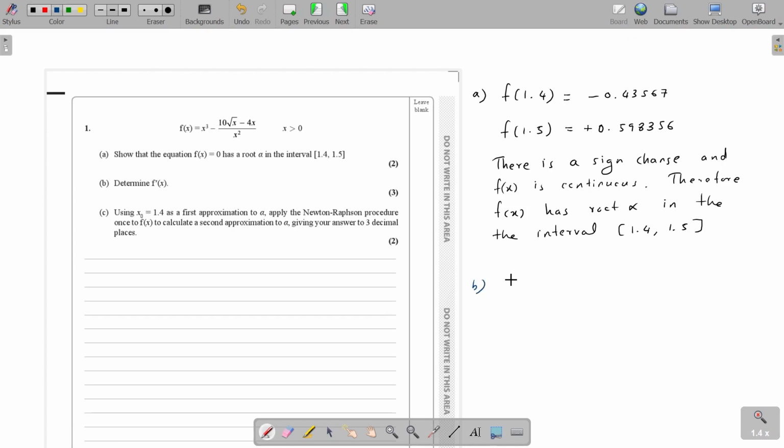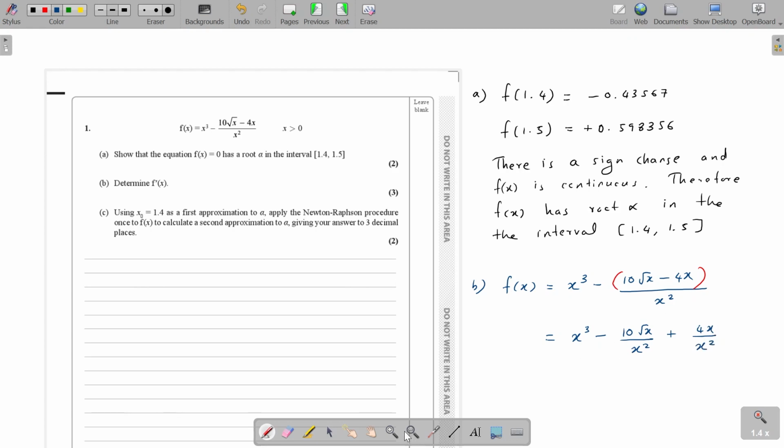Part B, determine f dash x. How do we determine f dash x? First, I'll need to rearrange my f(x). f(x) is x cubed minus 10 root x minus 4x divided by x squared. Shall we separate the terms? x cubed. Now be really cautious here. I did tell you that this is supposed to be a bracket here. So when you are expanding it, even though they do not show it, you must realize this minus mark will go inside to both of them. So I get here minus 10 root x over x squared. Here minus minus is plus 4x over x squared.